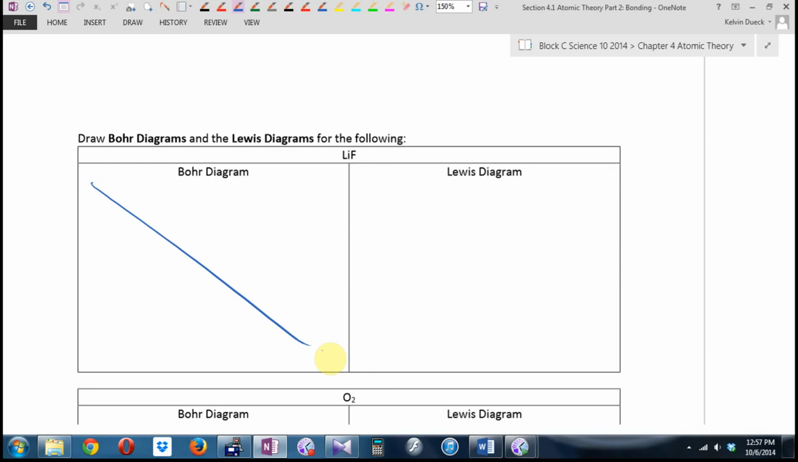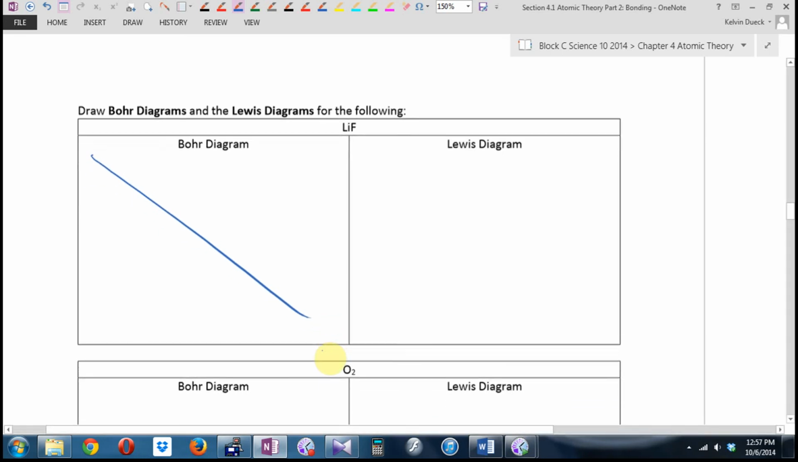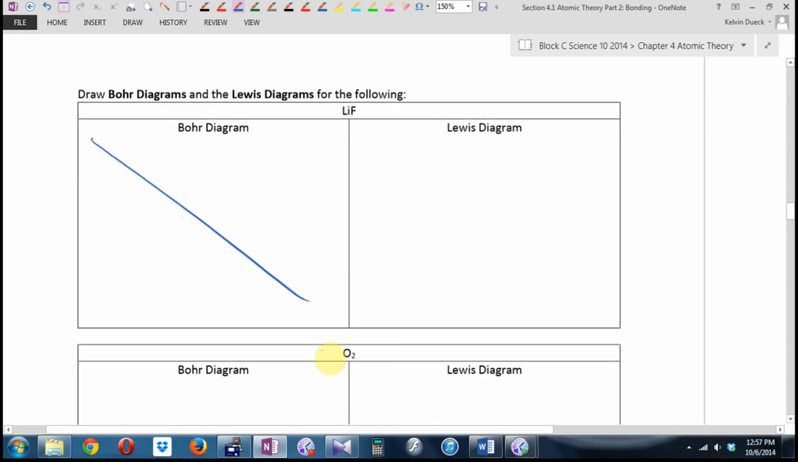This one here, ionic or covalent? Okay, so ionic, let's see. There's going to be lithium and fluoride. Lithium, oh, let's make a little note here, ionic. How do I know it's ionic? Because lithium's a metal, right?